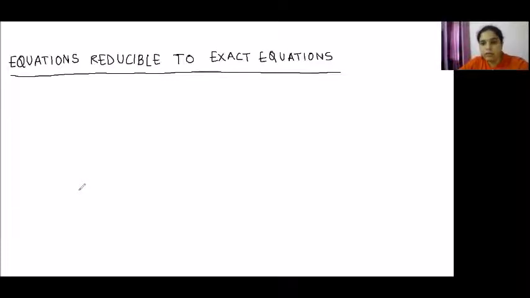Now, what are integrating factors? Integrating factors are functions of x and y. They may be a function of x only, a function of y only, or a function of both x and y. When we multiply the equation with these integrating factors, the equation becomes exact. And once it becomes exact, we can easily solve it the way we solve exact differential equations.